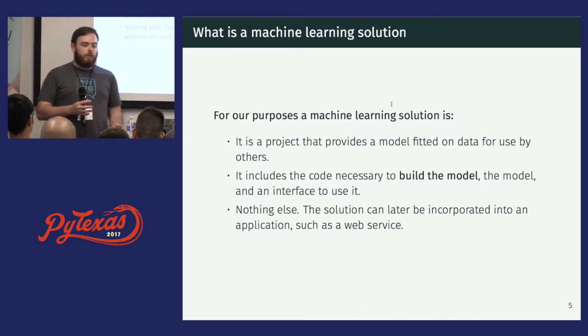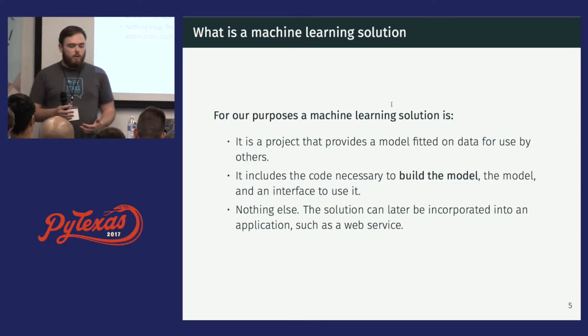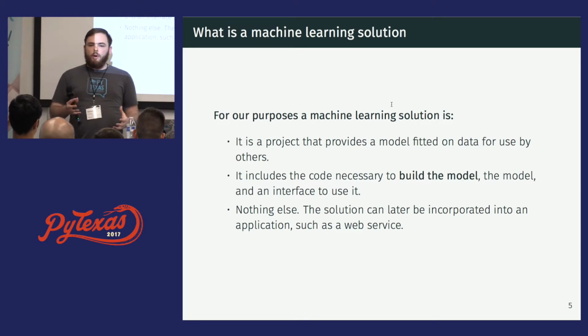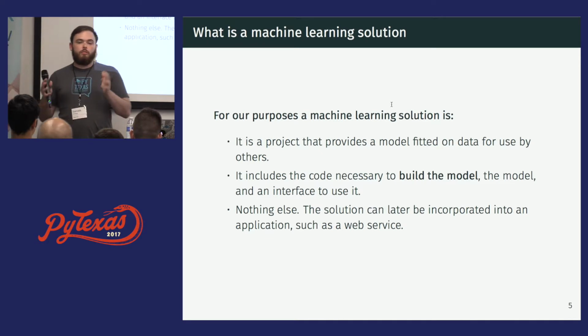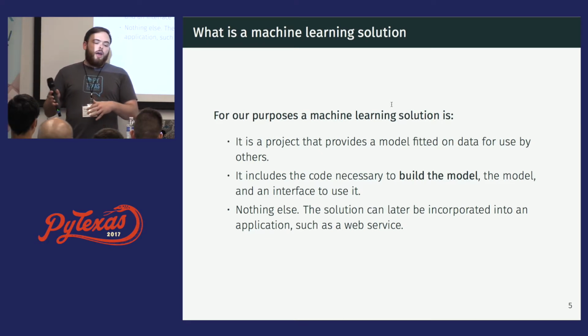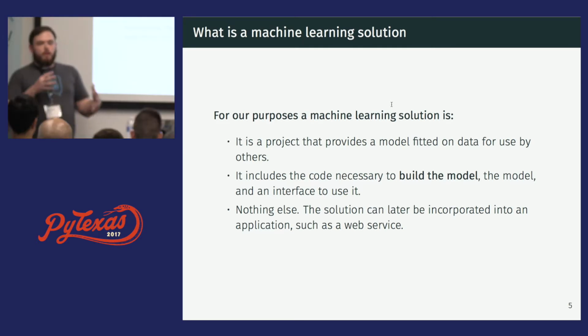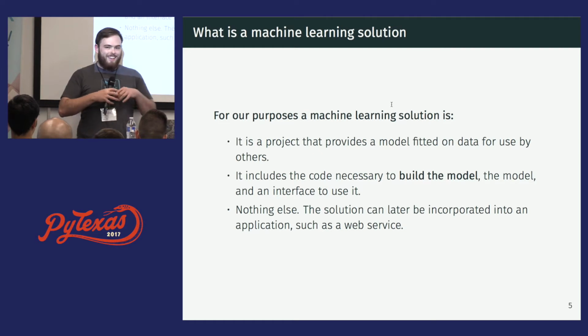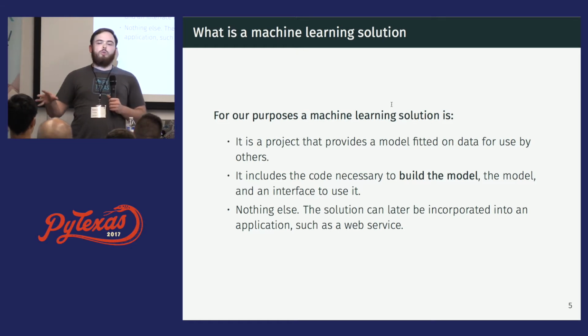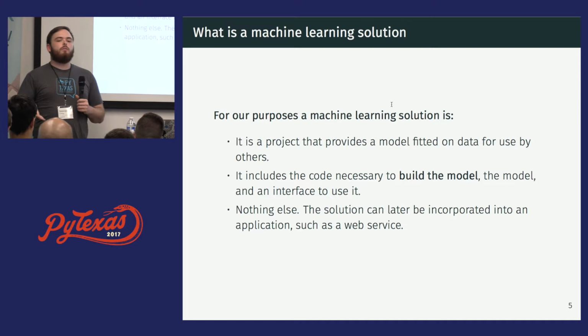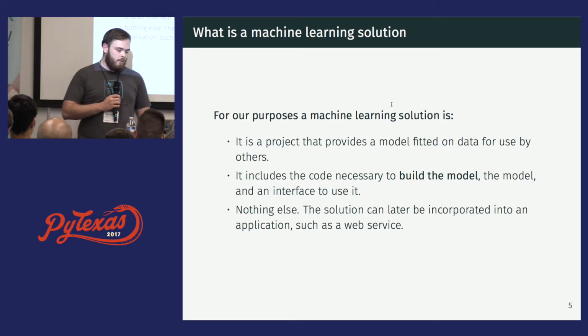So, a real quick definition. For the purposes of this talk, we're going to consider a machine learning solution to be a fitted model. Then it's going to include the code to fit the model, and also the code to use the model, like some kind of API that your end users and your end application are going to make use of. This does not include the web application. This is how you would package it up so you can plug it into any web application or any other use case that you might have, right?